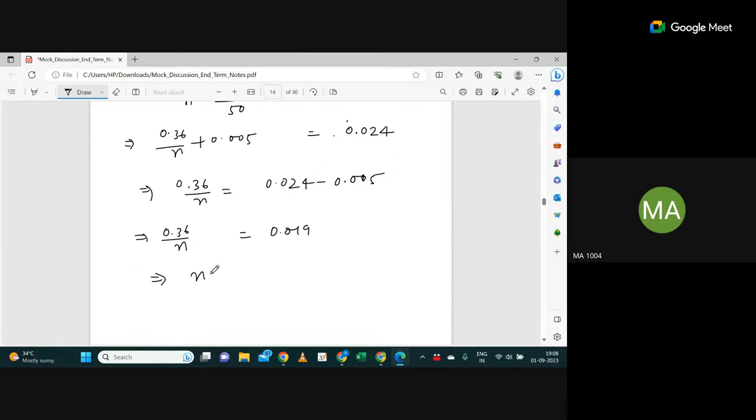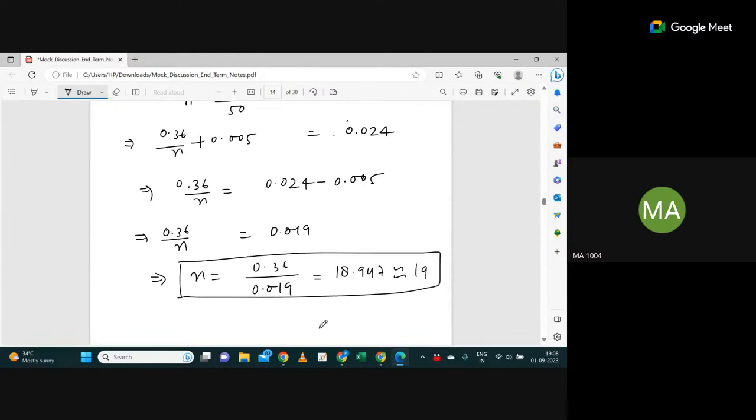So here n will be 0.36 divided by 0.019. Let me calculate it. It will be something like 18.947. Since it's a number of samples, I can take the approximate as 19. Okay, so is this the answer?